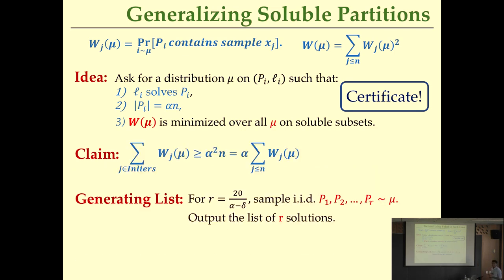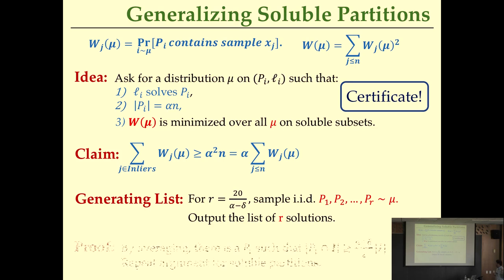So now I want to say that such a mu is actually enough to generate the list. And here is a trivial algorithm to do that. I take this mu, and I sample about 1 over alpha minus delta sets uniformly from this distribution. I generate these pieces. Now they are no longer a partition; they could intersect. But I've controlled the amount of intersection they can have. And I'm just going to output the list of vectors that solve them. It's not very hard to show that one of the L_i's that solves them would be exactly equal to L star, with high probability.